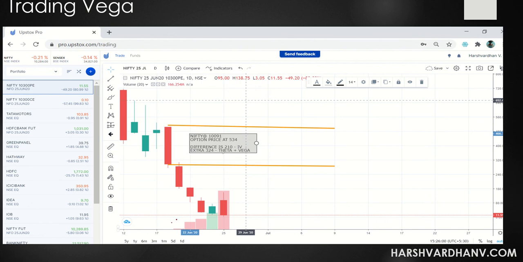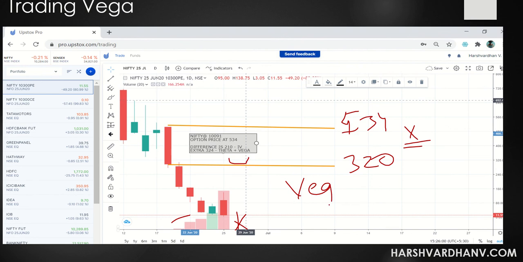Imagine this is a 22 June Nifty chart, and today was expiry, so just don't consider this one. Just consider this flag. Look where the option has opened. It has opened around, I think so, 534. Yeah, 534. And look where it has closed. 320. On this day, the volatility was very low. And what happened to the market? Why did the option go down so much? It is because Vega went down.